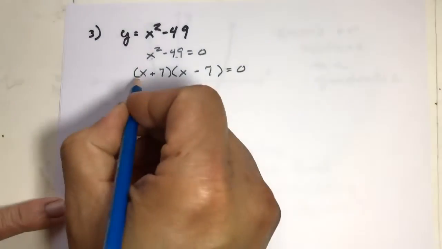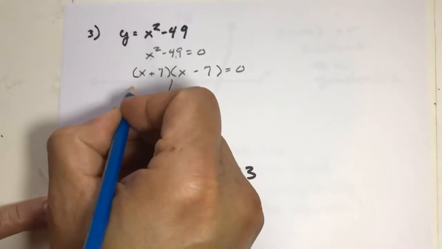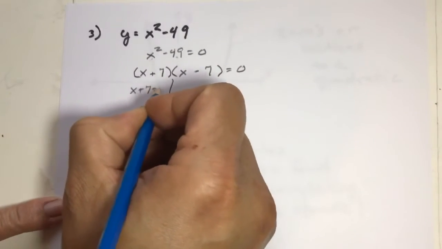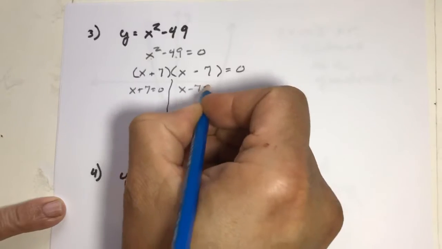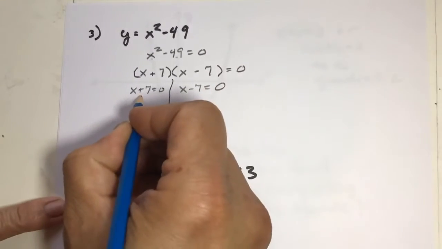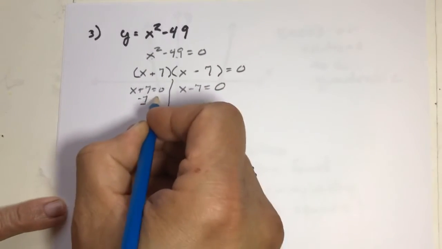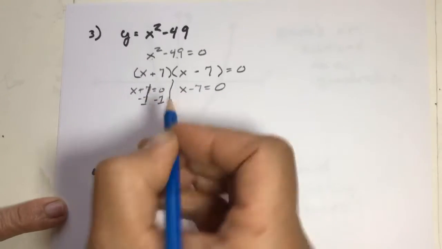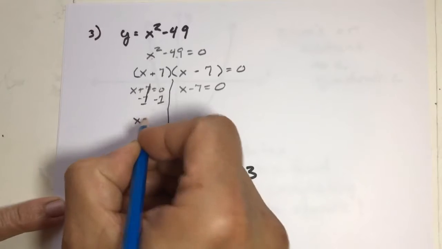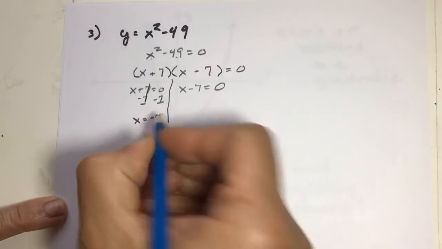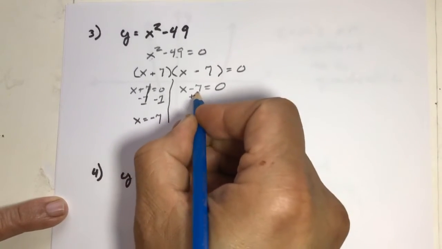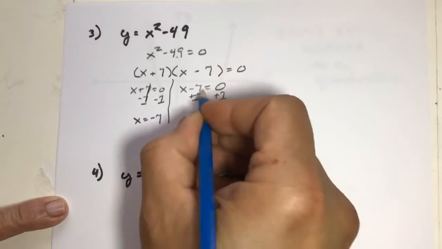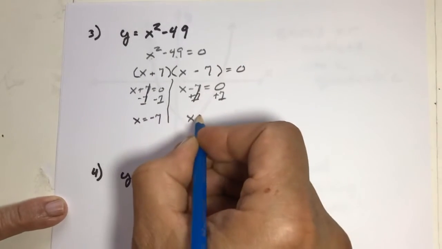Same rules, zero product property. Split it. Set each one equal to 0. And solve each side. Now these are called factors. The author of the book is making a very good effort to try to get you to see the difference between the actual answer and the factors.